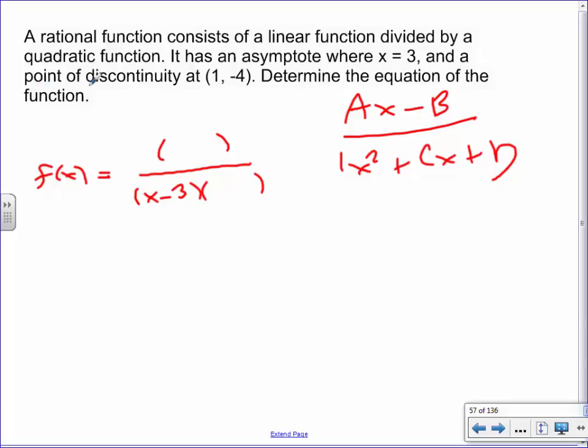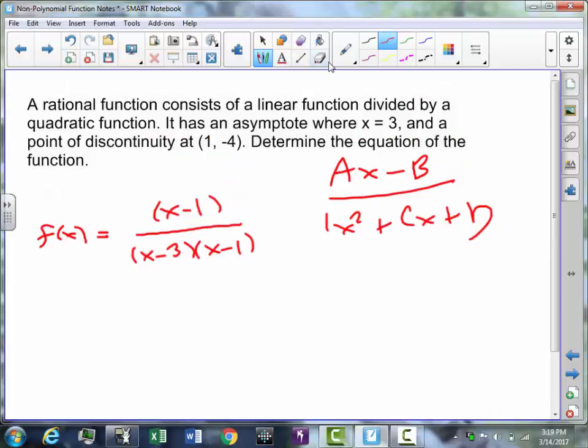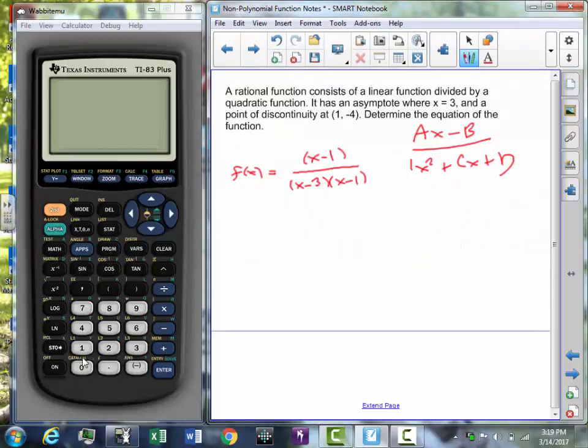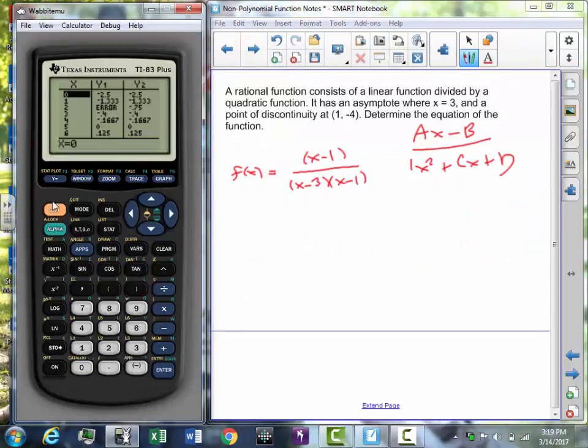Keep reading. Then it gives you a point of discontinuity at 1, negative 4. The 1 is the more important number because it means that you have a hole in the graph when x is 1. That actually tells you what the top and the bottom of the equation happen to be. There must be an x minus 1 on the top and on the bottom. Hey, not bad. I seem to have the core of an equation put together. This x minus 3 provides the asymptote. These x minus 1s right here provide the hole in the graph. Let's graph it.